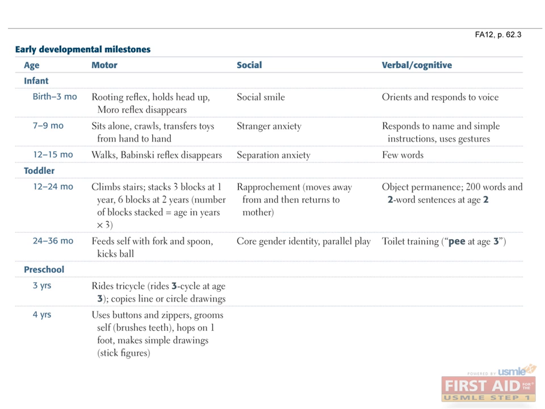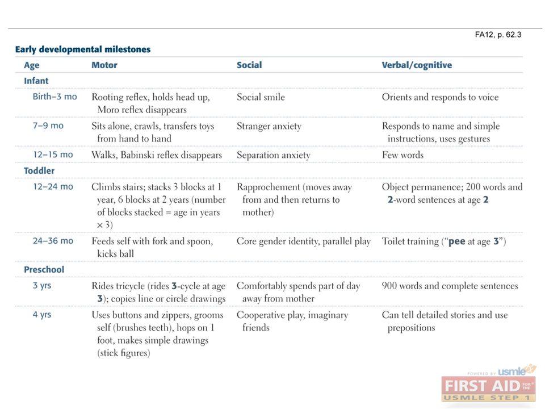Motor milestones in the preschool age group include riding a tricycle, copying lines and circle drawings at age 3, and hopping on 1 foot, using buttons and zippers, self-grooming, and making simple stick figure drawings at age 4. Social milestones in the preschool age group include comfortably spending part of the day away from the primary caregivers at 3 years, and undertaking cooperative play and having imaginary friends by age 4. Verbal and cognitive milestones in the preschool age group include a vocabulary of 900 words and complete sentences by age 3, and the ability to tell detailed stories by age 4. As an example, at 3 years old, a child should be able to play in parallel, speak in complete sentences, copy a simple shape, and ride a tricycle.